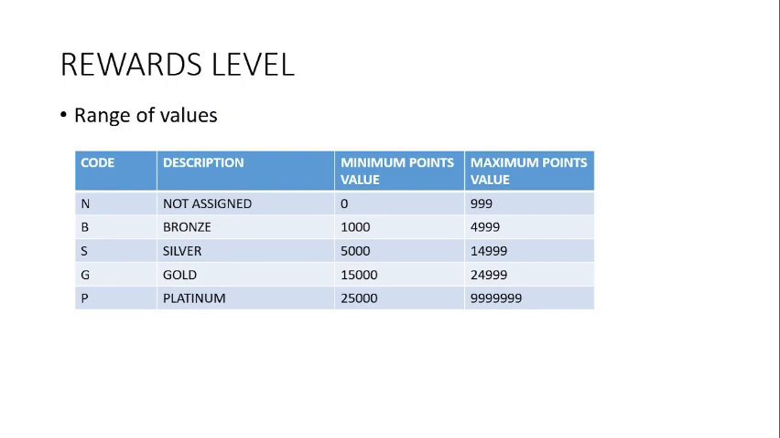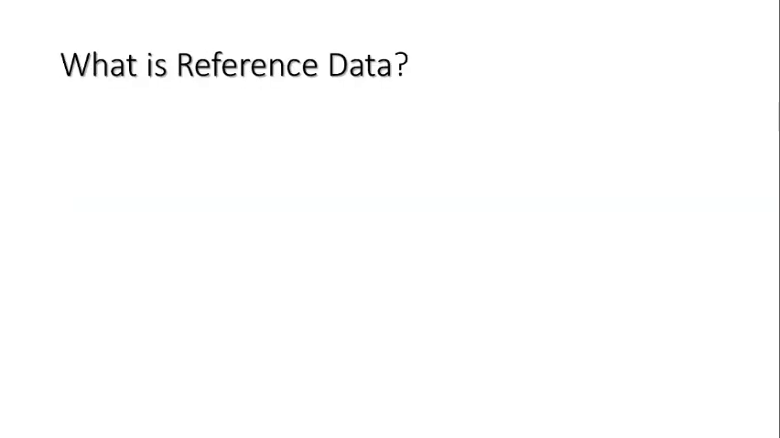Rewards level. So in this example, we'll see range of values also needs to be tracked. So for record B for bronze, the minimum points value is 1000 and the maximum points value is 4999. Okay. So in addition to code and description, there are 2 more attributes, minimum value and the maximum value. So these also form the reference data.